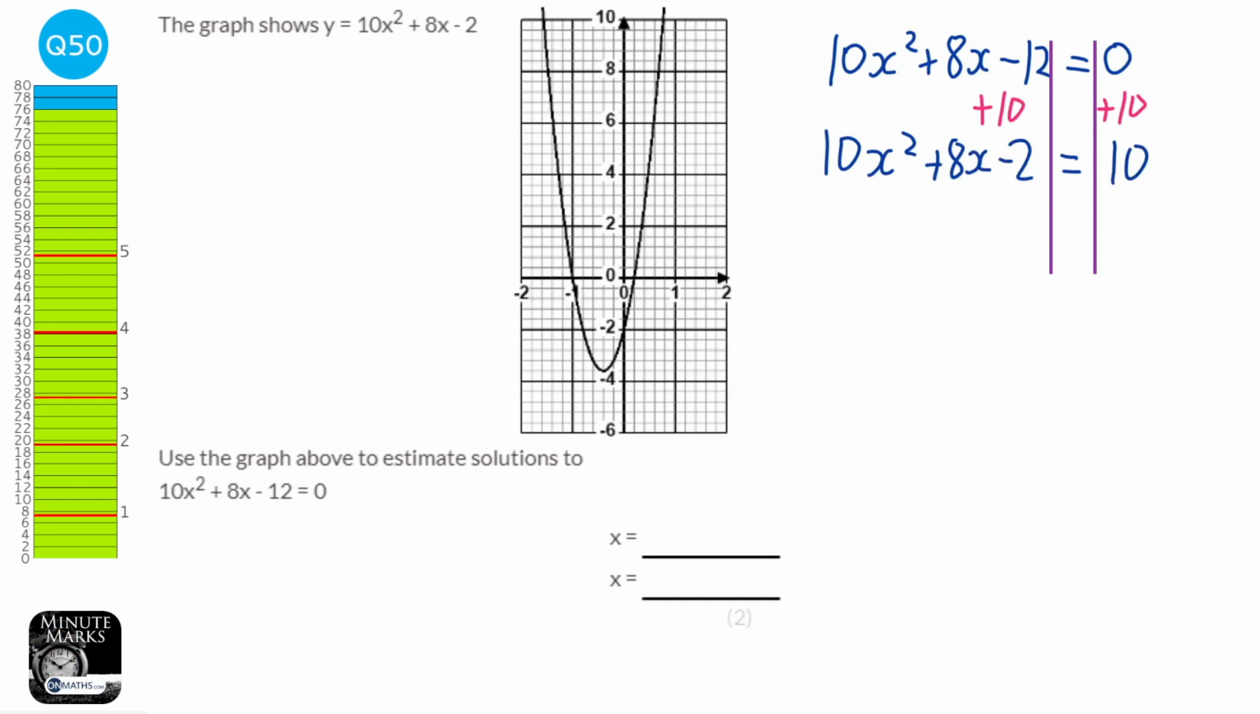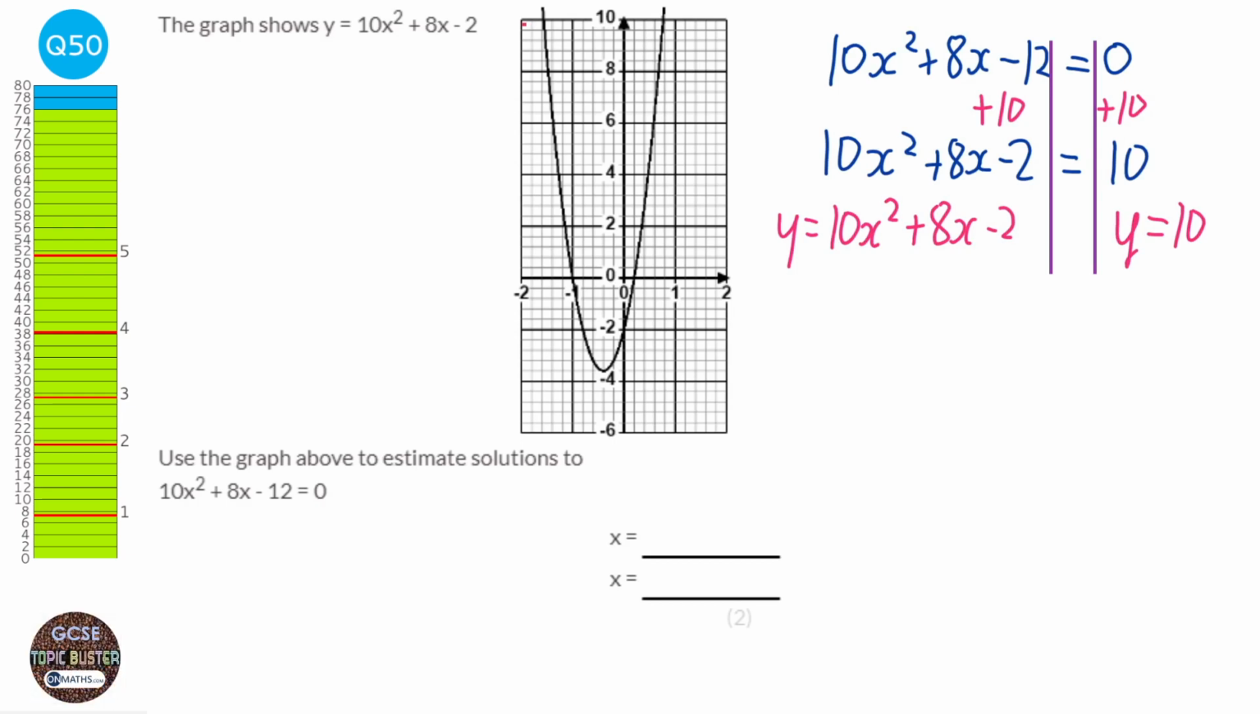Now, we've already got this line drawn for us on this graph. And so all we need to do is draw this line. So we've got y equals 10x squared plus 8x minus 2 drawn for us. We just need to draw this line, which is y equals 10, and see where they cross over to find the solutions. So y equals 10 will be all the way up at the top.